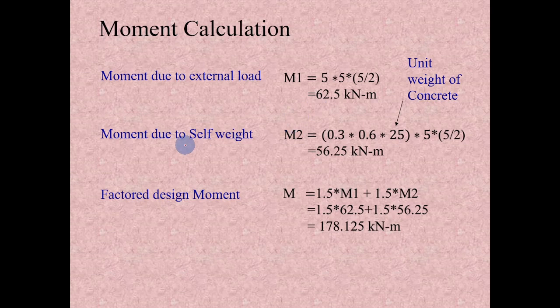And for the moment due to self weight, let's assume 25 kilonewton per cubic meter as the unit weight of concrete, and the cross section is 0.3 meter by 0.6 meter per 1 meter length.